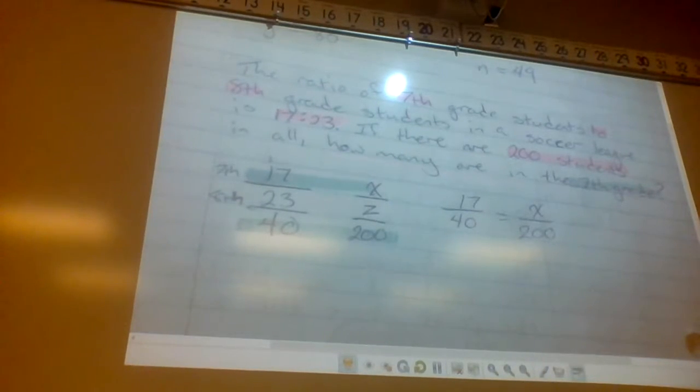It is a word problem, so when you answer, don't forget to label. Label.